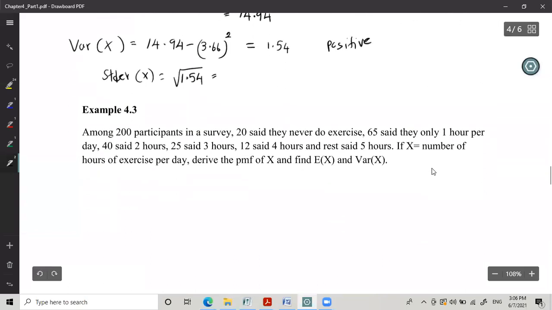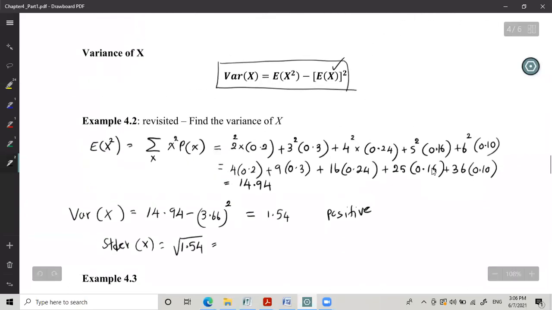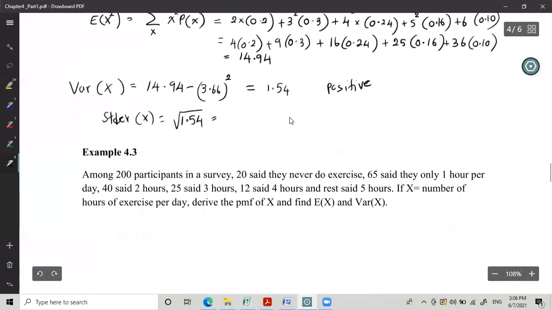Okay, right. So here's an example for you. Any questions so far before we go to the next example? Okay, good. So let's do the next one.